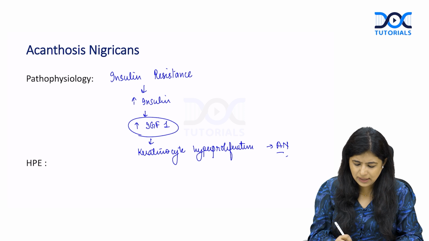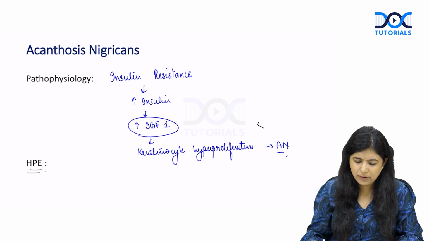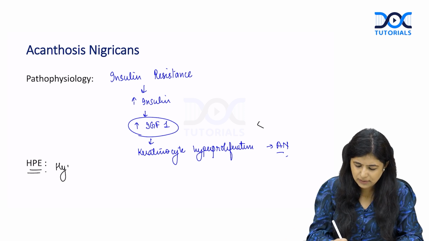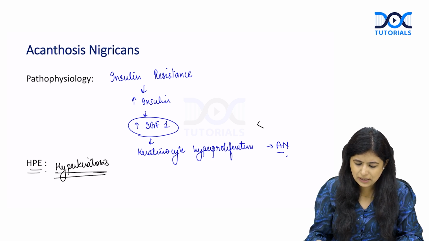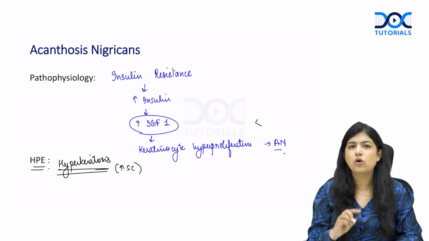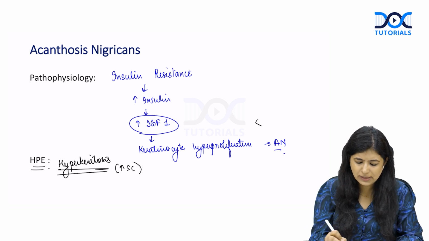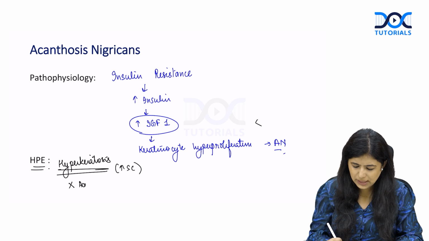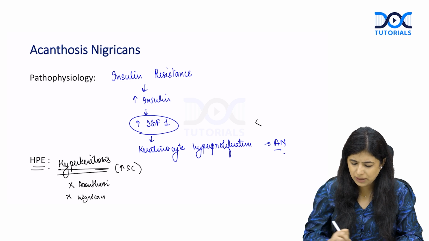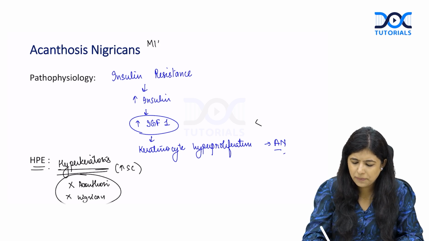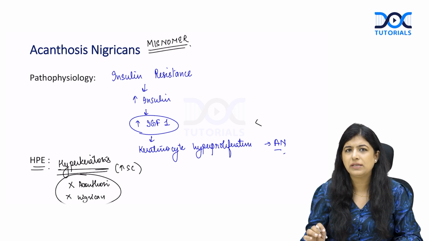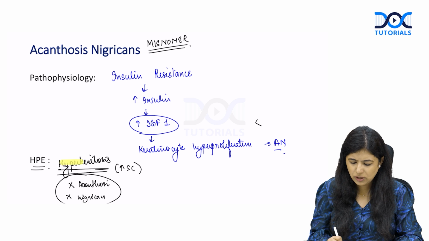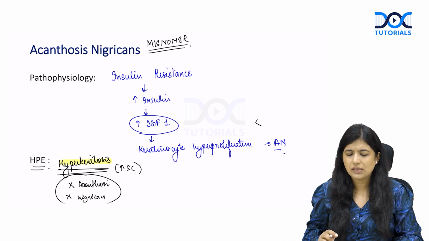And that is what is seen in the biopsy also. So what you see in the biopsy is hyperkeratosis. That is increased thickness of stratum corneum. Remember, even though the name says acanthosis, there is no acanthosis here. And there is no nigricans. That is, there is no increase in pigment. So this name is a misnomer. In the histopath, we don't see acanthosis, we don't see nigricans or increased pigmentation. The only important finding that you have to remember is hyperkeratosis, that is increased thickness of stratum corneum.